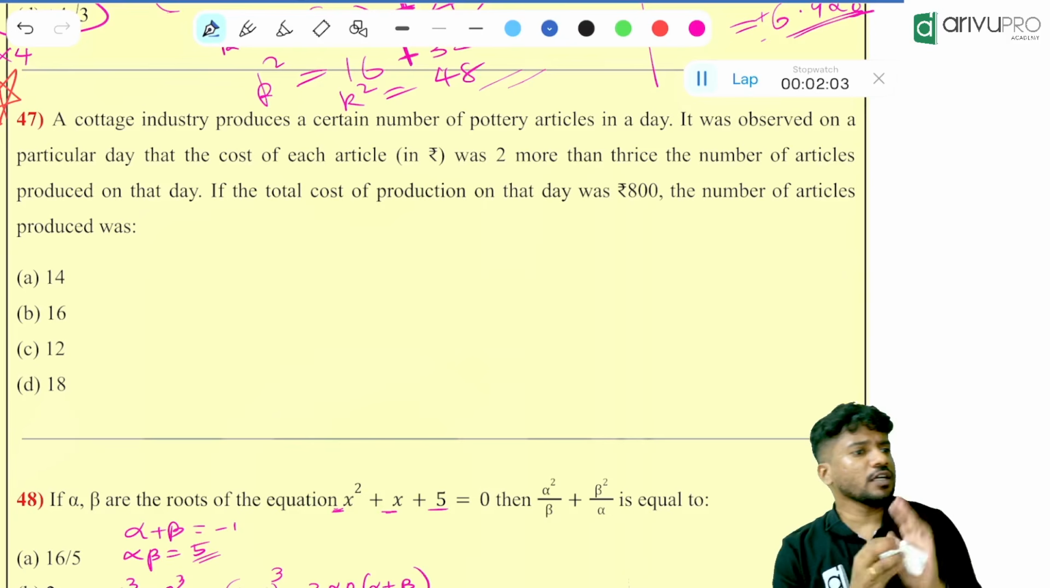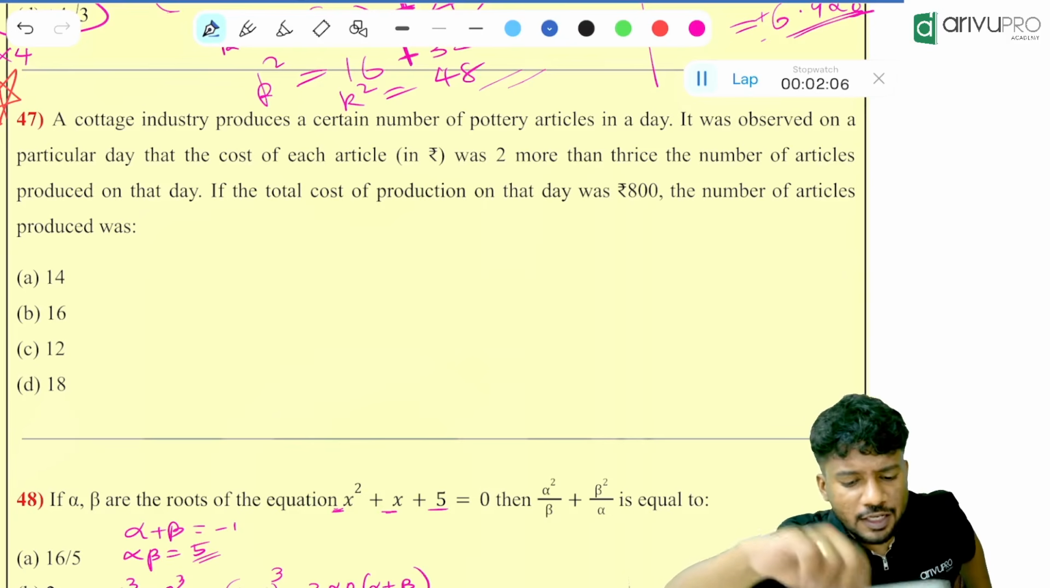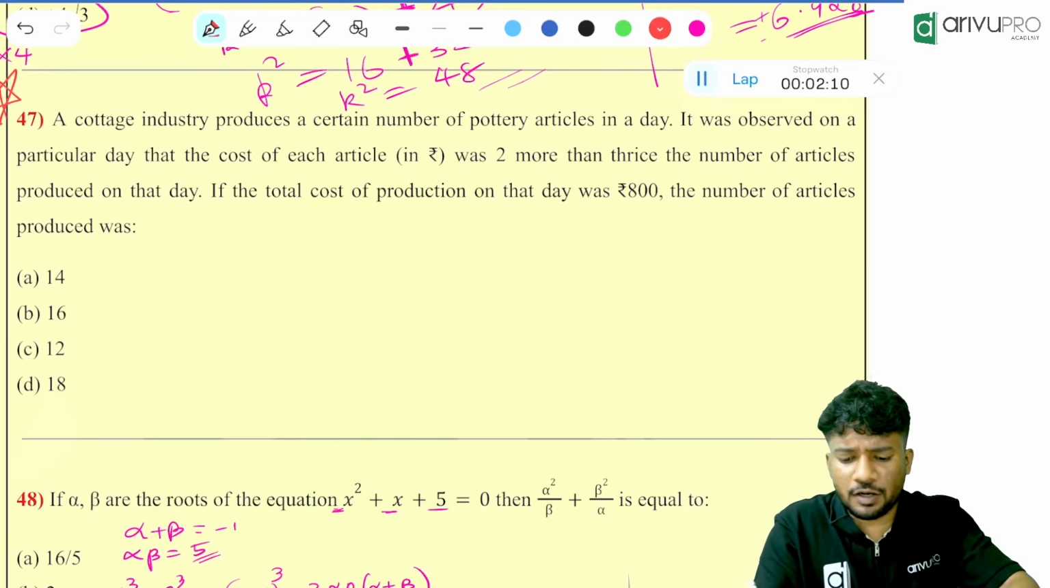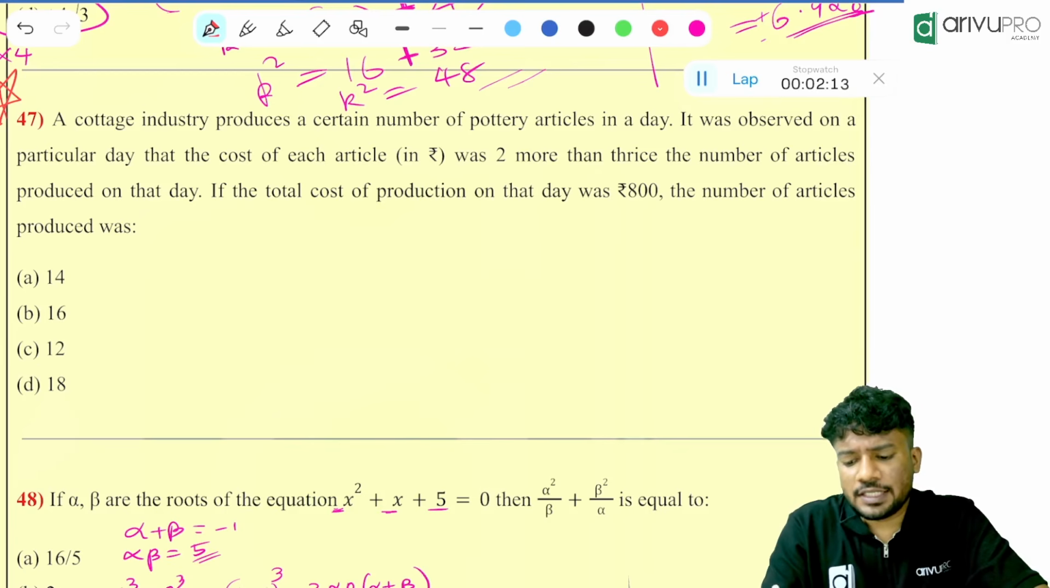Now, everyone read it. A cottage industry produces a number of pottery articles in a day.